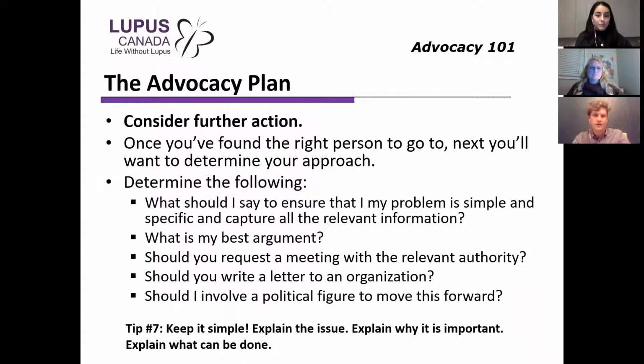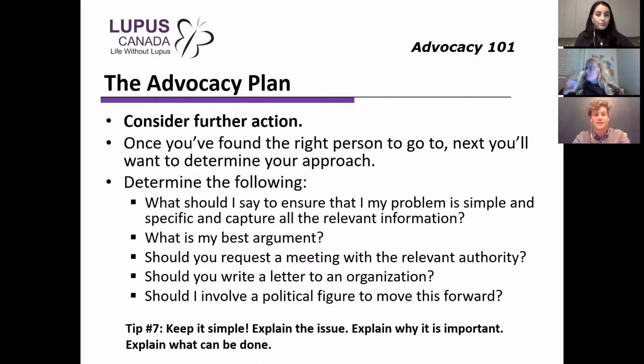All right, so now you've tried to find the correct person to go to. What is the approach that you want to take? What are you going to try and say to them that is simple and specific, that captures your relevant information? What is your best argument? Which of your solutions are you going to take? Should you request a meeting with an individual? Should you just send a letter? Should you get a political figure to move this forward, like your city councilor, your member of parliament?